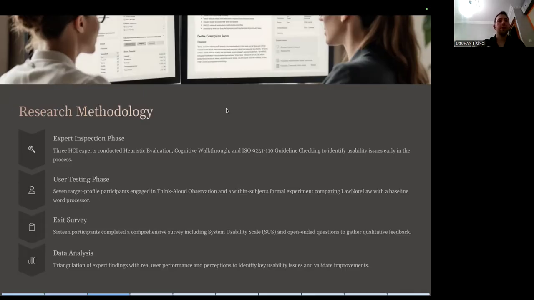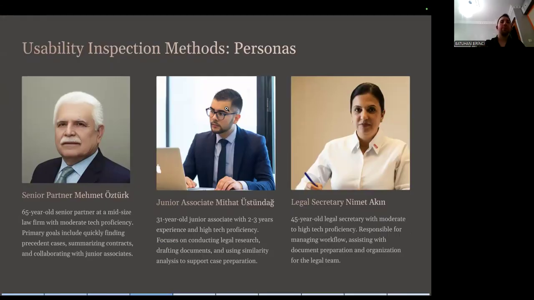Next slide, please. We also made three personas, or example users. Mehmet Öztürk is a 65 years old senior partner. He uses technology little. He wants to find legal cases quickly, summarize contracts, and work with young lawyers.